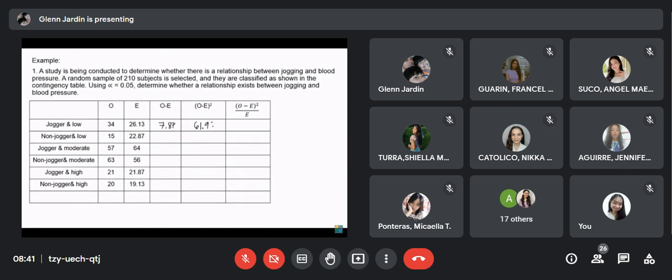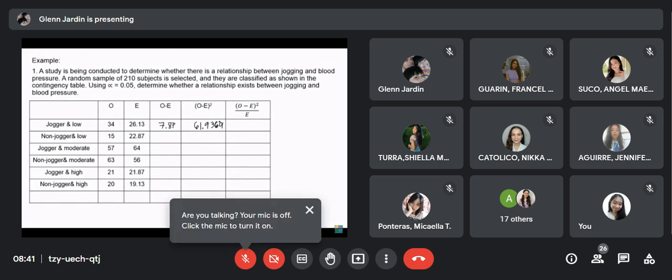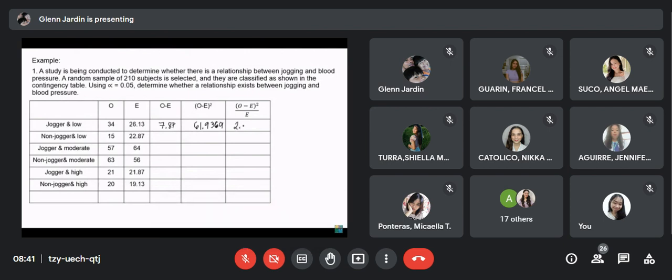Squaring that value, we have 61.9369. So dito, dahil nag-solve pa lang tayo, wala munang magra-round off sa second decimal number. Puro muna tayo third or fourth decimal number. And then that number, 61.9369, i-divide natin sa E. I-round off natin sa pang-apat.